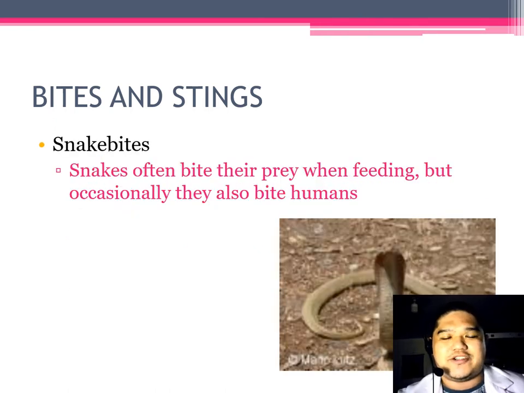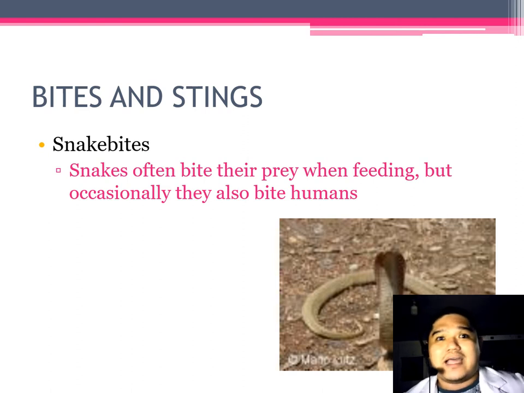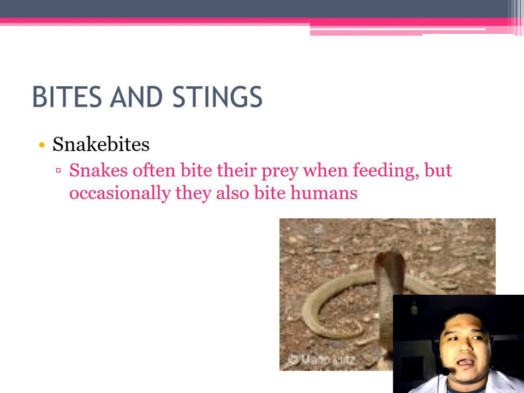Next one would be your snake bites. So snake bites, or the snakes usually often bite their prey when feeding, but occasionally they also bite humans. By the way, not all snakes are poisonous or has venoms, right? But usually, those venomous are your rattlesnake, your cobra, just like what you can see in the image.